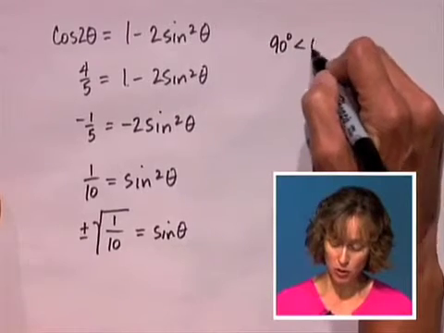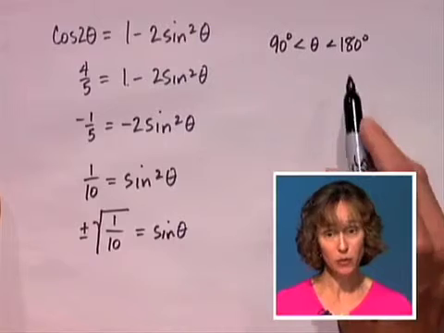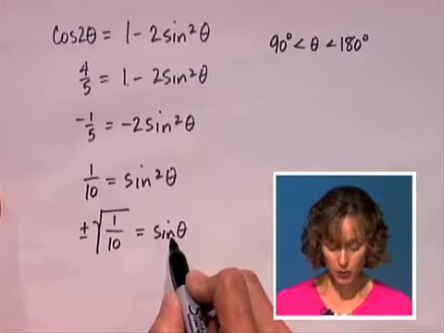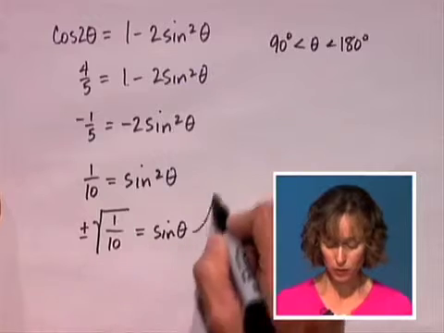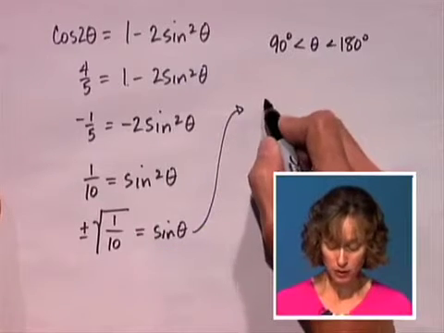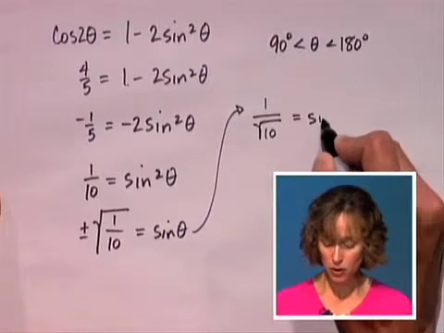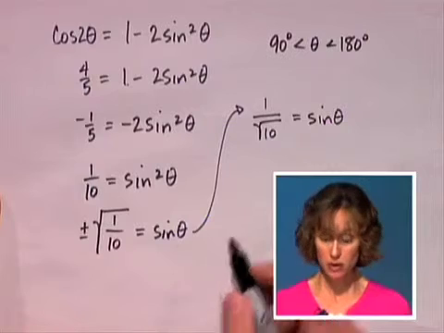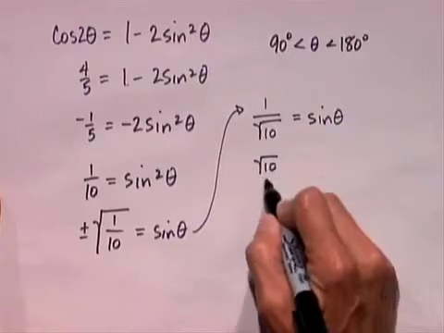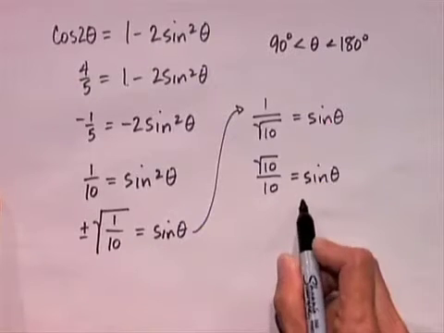Now if you look back on our problem description, we were told that theta was between 90 and 180, which is in quadrant 2. Sine's positive in quadrant 2, so I'm going to keep positive this square root. The square root of 1 is 1. There isn't an exact square root of 10, so we could use for sine theta 1 over square root 10, or we could rationalize the denominator and call that the square root of 10 over 10. And I've got the sine of theta.